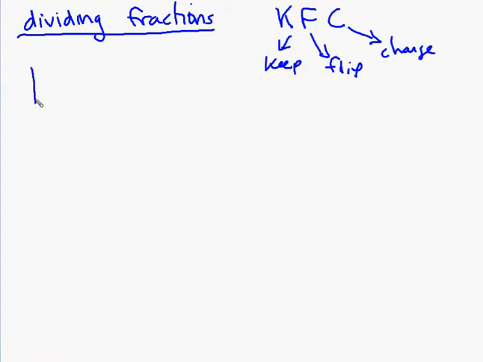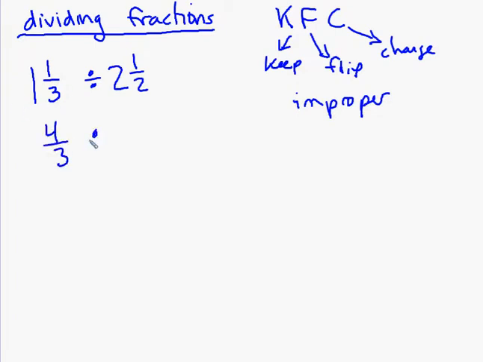So let's start with 1 and 1/3. And let's divide that by 2 and 1/2. So we're going to keep the, well, first we're going to need improper. We definitely need improper fractions. So I'm going to multiply and add. I get 4/3. And I'm going to divide that by 5/2.